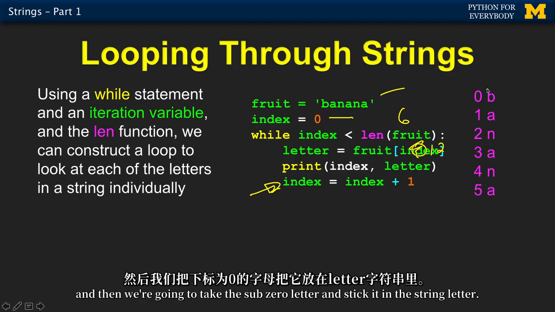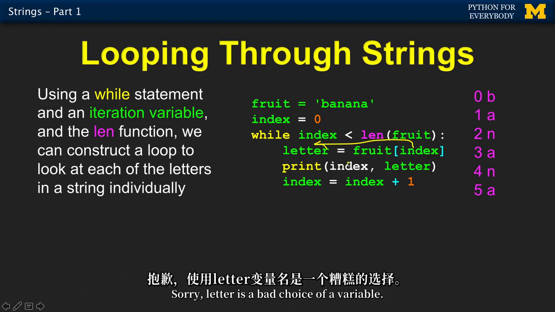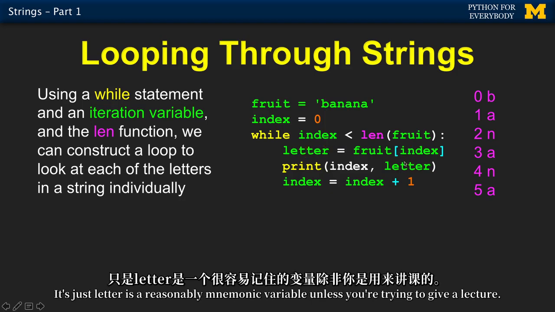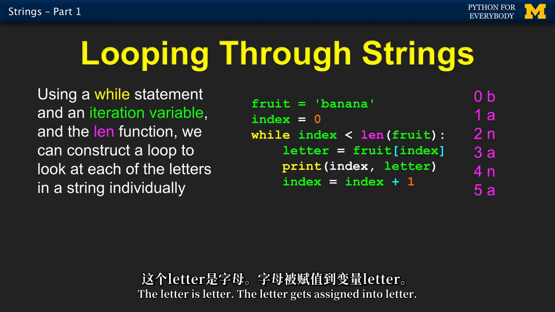And then we're going to take the sub-zero letter, and stick it in the string letter. Sorry, letter is a bad choice of a variable. This could be x, it doesn't matter. It's just letter is a reasonably mnemonic variable unless you're trying to give a lecture. See, letter is letter. The letter gets assigned into letter.